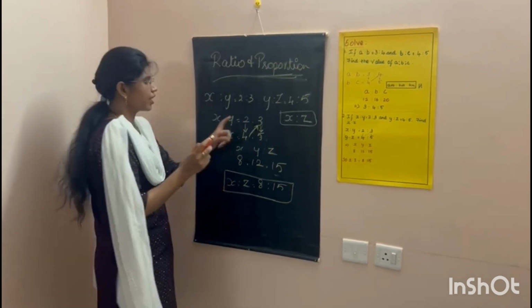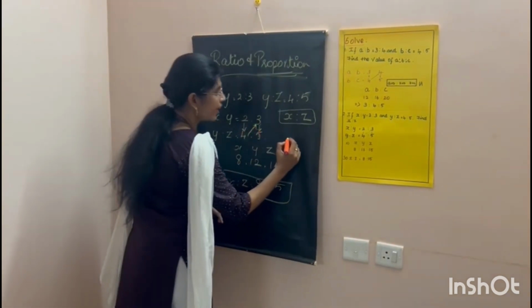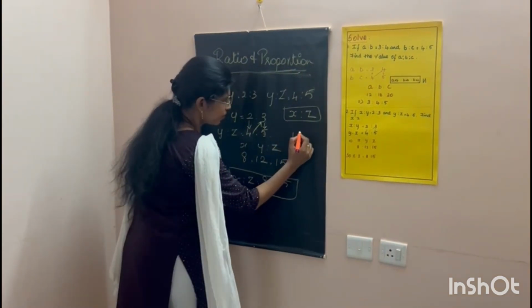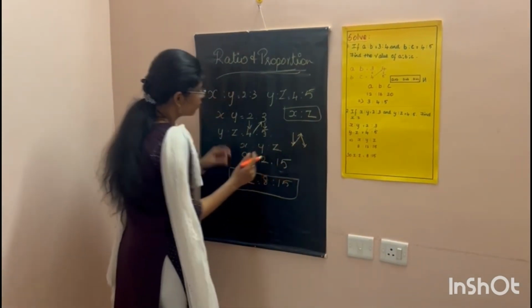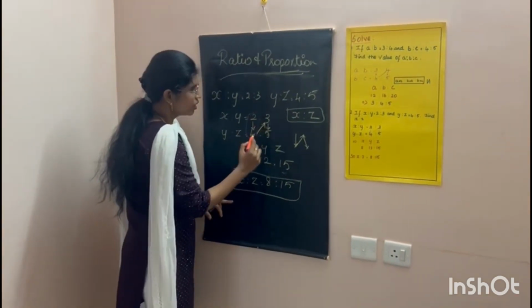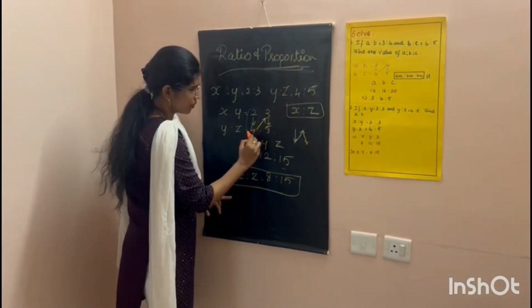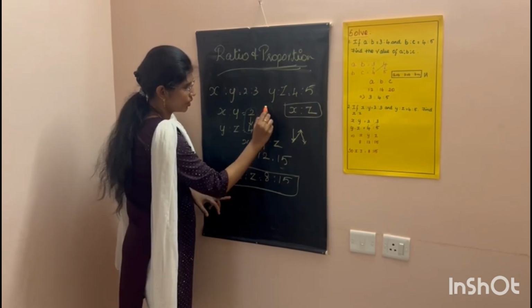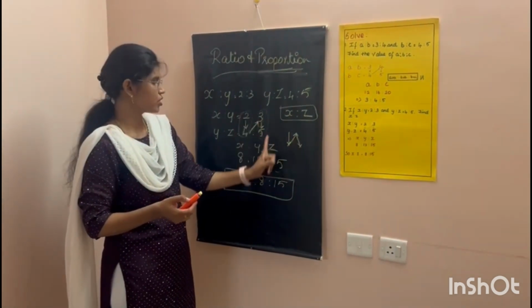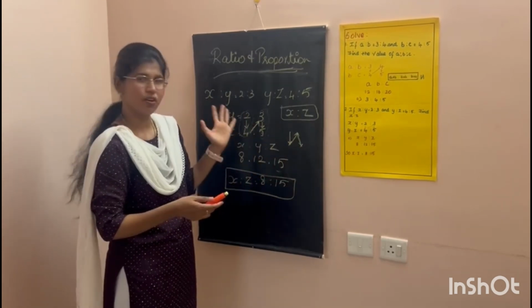So you should keep in mind it looks like an inverted N. The arrow should go like this, from this to this and this to this. To find the value of a, we have to multiply this one. To find the value of b, we have to multiply this one, and from the down arrow we have to multiply like this. So x is to y is to z, clearly we got the answer.